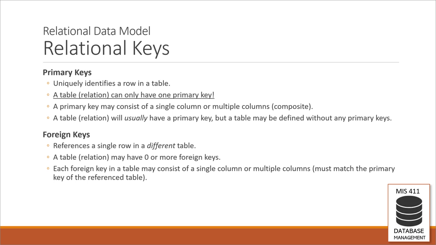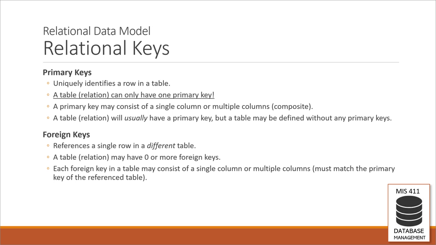So recapping relational keys in a relational data model. There are really only two relational keys that we'll be dealing with: primary keys and foreign keys. A primary key uniquely identifies a row in a table. So for each row in a table that has a primary key, there are no other rows that would have the same primary key, right? A table can only have one primary key. It's crucial that you understand this and remember this. You cannot have a table that has multiple primary keys. There can only be one primary key per table.